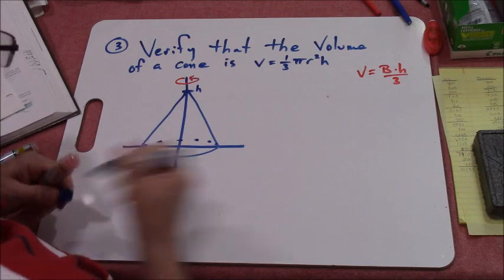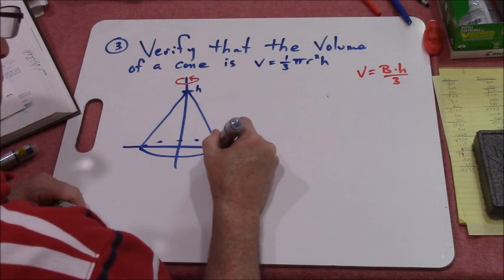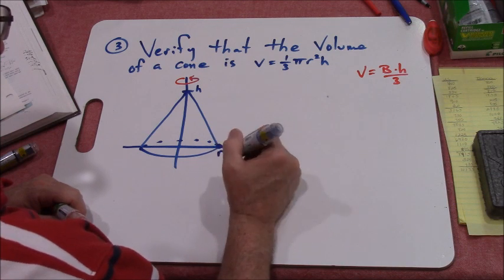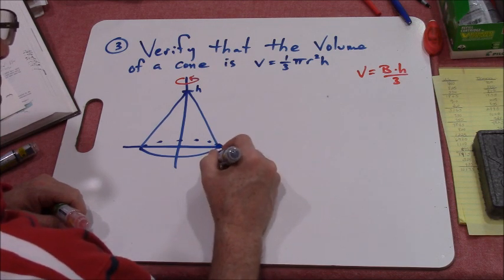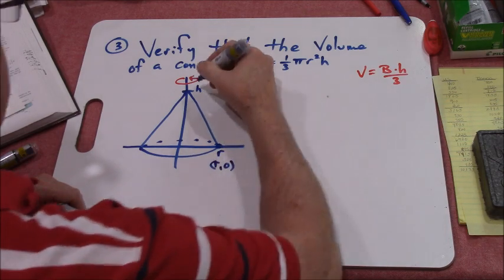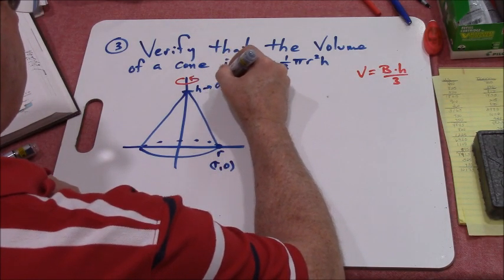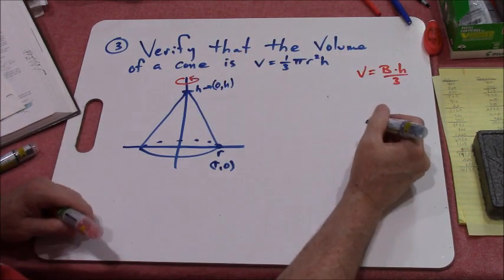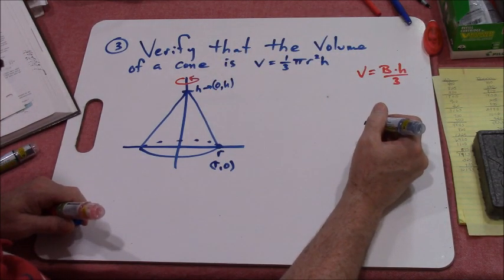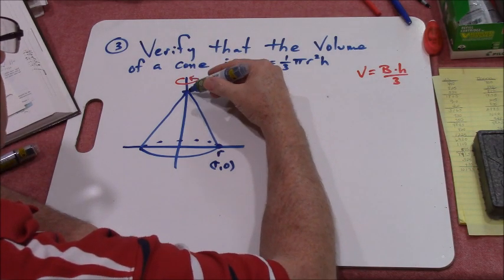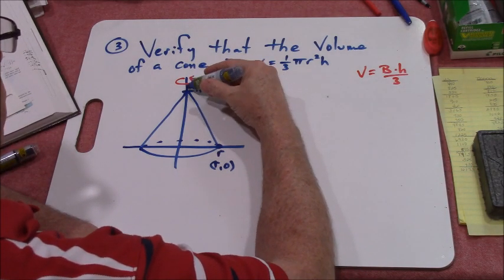And so this point right here we would call the radius. As a point, that would be r comma 0. This up here would be 0 comma h. And so what I need to do is find an equation for this line that I'm rotating about the y-axis.